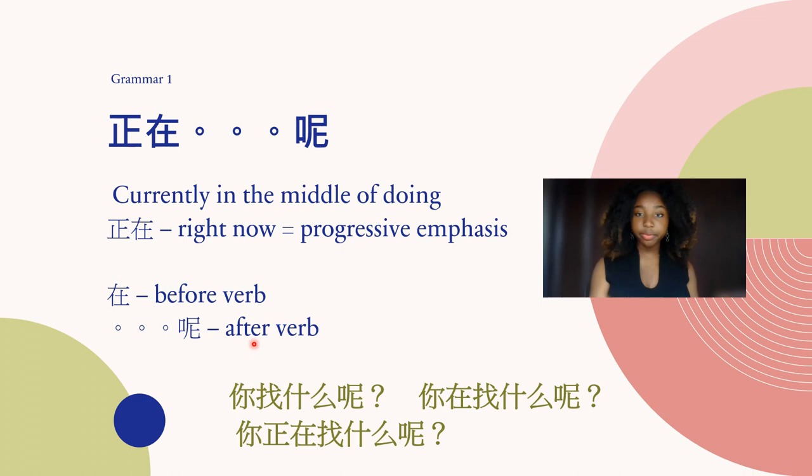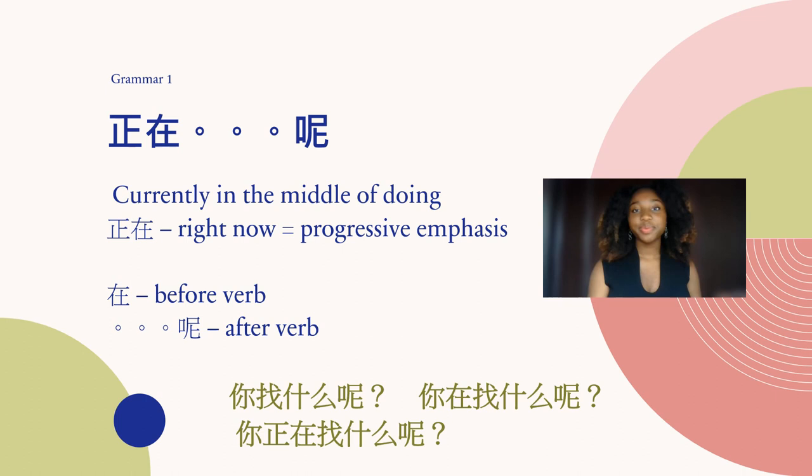Let's look at two examples. The first one: 你找什么呢? You're looking for what? 你在找什么呢? What are you looking for now, at this moment? 你正在找什么呢? What is it that you're looking for in this moment? They're all sort of showing a similar thing, but with small nuances.